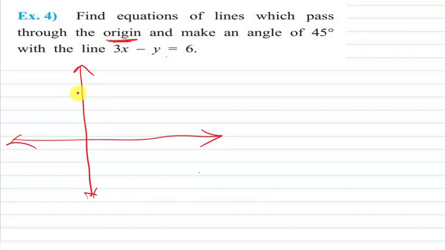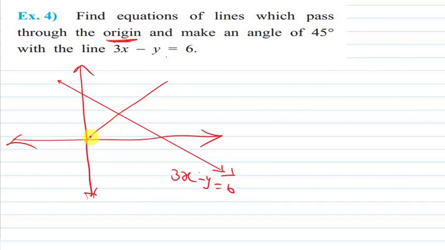Right. Let's suppose the line whose equation is given, that is 3x minus y equals 6, is this line, right? This is my equation, 3x minus y equals 6. Let's suppose a second line is passing through the origin. This is my line, and this line is making an angle of 45 degrees with the first line, right? And I have to find the equation of this line L.